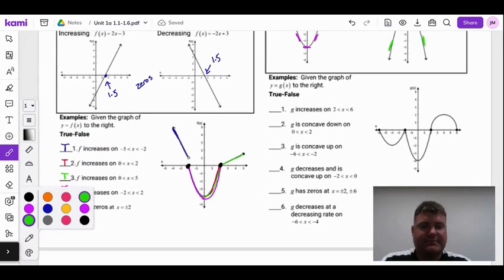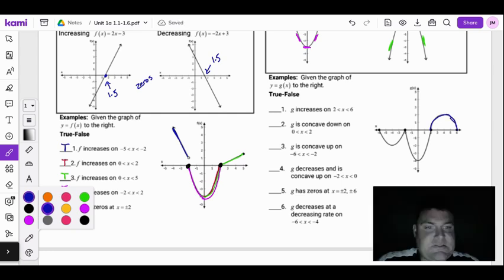Okay, here's our last part here, last example. So we have another piecewise function. It looks like a couple of parabolas, and looks like maybe a semicircle there at the end. So we're going to talk about from 2 to 6 right here on that semicircle looking part of this function. G increases from 2 to 6.